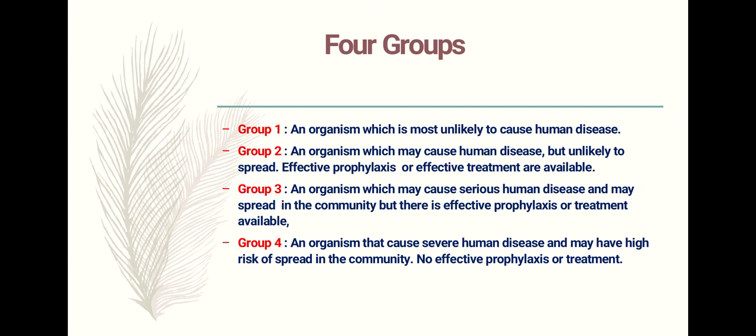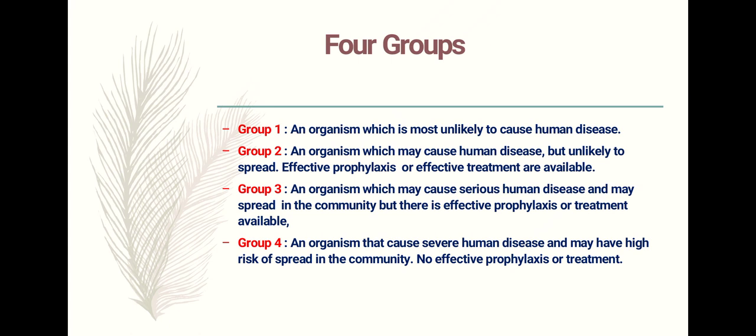First one, group 1: an organism which is most unlikely to cause human disease. That means naturally they won't cause any infection to human beings. And group 2: an organism which may cause human disease but is unlikely to spread. That means they cause the disease but won't spread, and effective prophylaxis, that is preventive measures and treatment, are available.